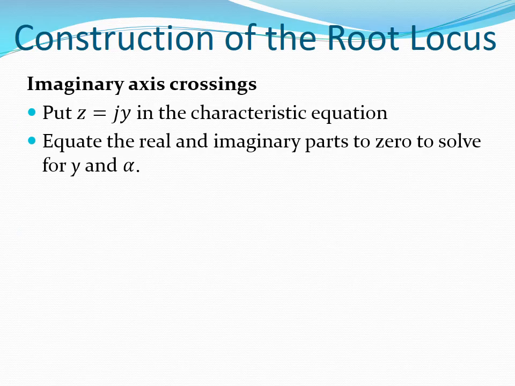To obtain the point at which the root locus crosses the imaginary axis, put jy in place of z in the characteristic equation. Equate the real and imaginary parts to 0 to solve for y and alpha. Y is the point on the imaginary axis at which the root locus crosses the imaginary axis. Alpha is the value of the system variable parameter at the point when the root locus crosses the imaginary axis.